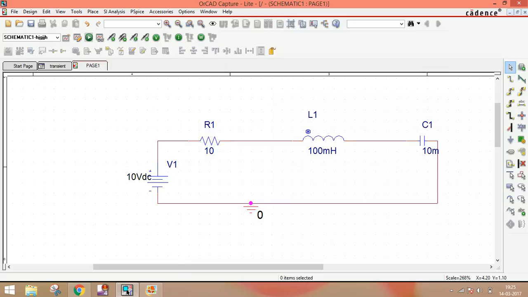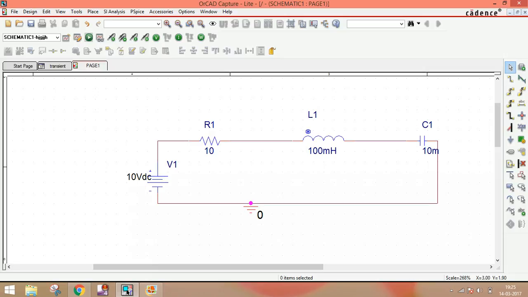So come to the schematic and you have to draw this. Don't set the values yet. In an RLC circuit the graph of current and voltage depends on the values of resistance, inductance and capacitance. So you have to calculate the values of R, L and C. According to this the graph will change.